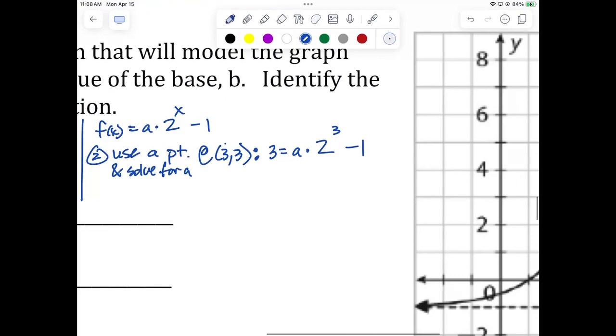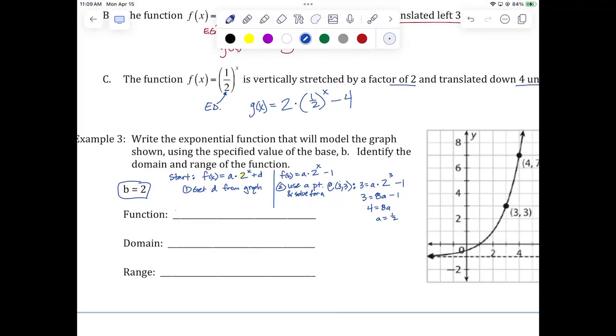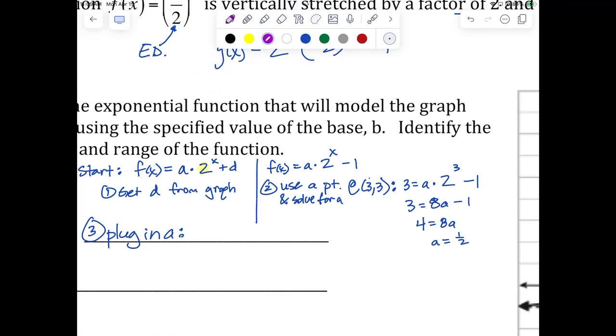All right, so let's solve for a. What's another name for 2 cubed? 8. So I get 8 times a, which is 8a minus 1. Add 1 to both sides, you get 4 equals 8a. Divide through by 8, you get 4 eighths, which is a half. Okay? And then step 3, all you got to do is plug in your a value. We're going to plug it right back into right here. So we get f of x is equal to 1/2, in parentheses, times 2 to the x minus 1.